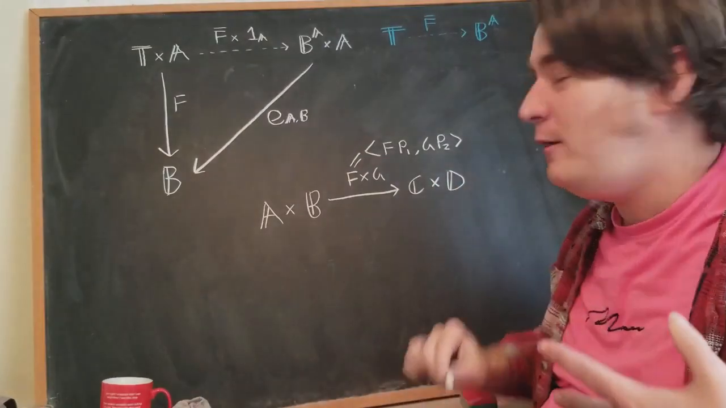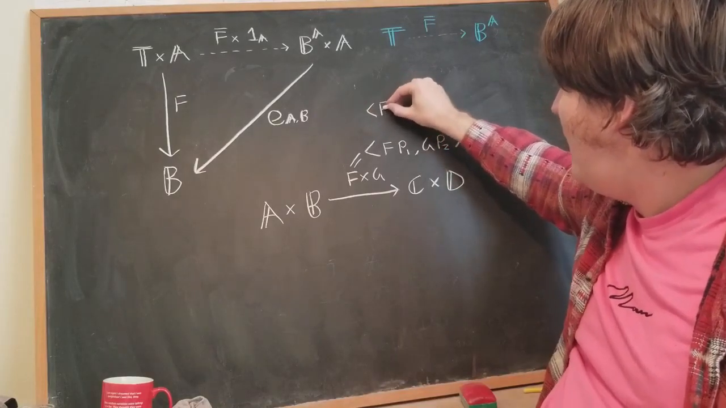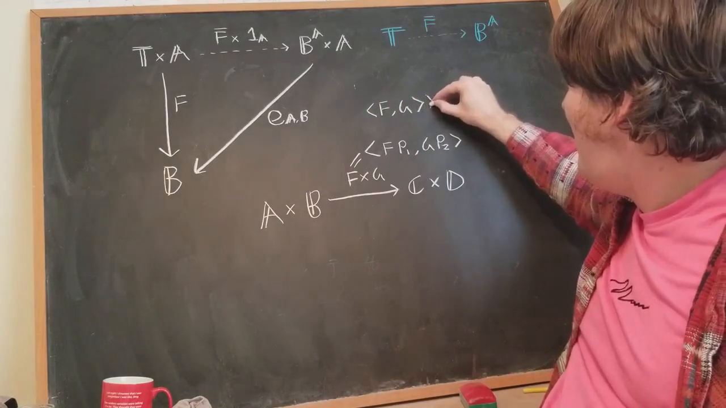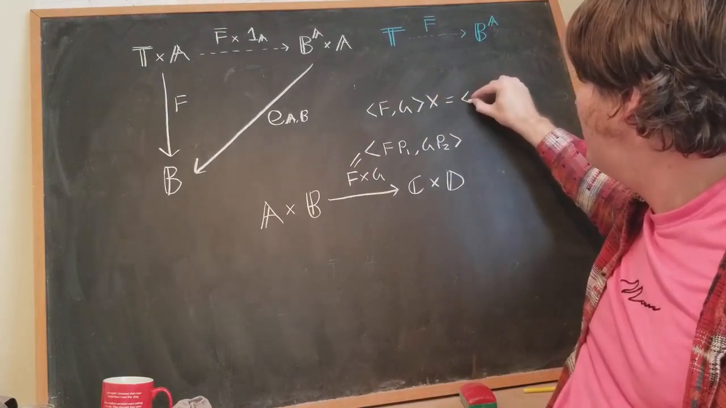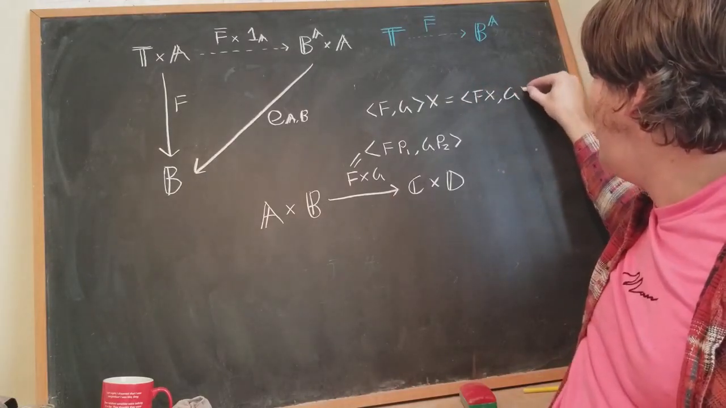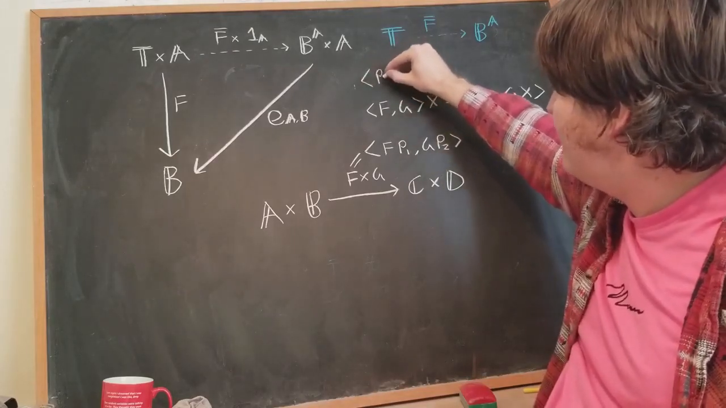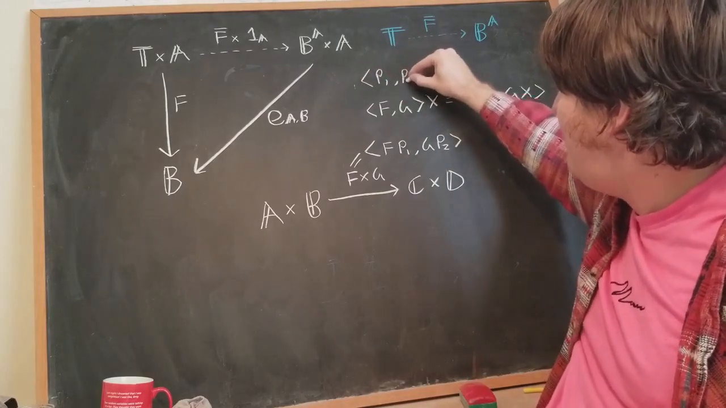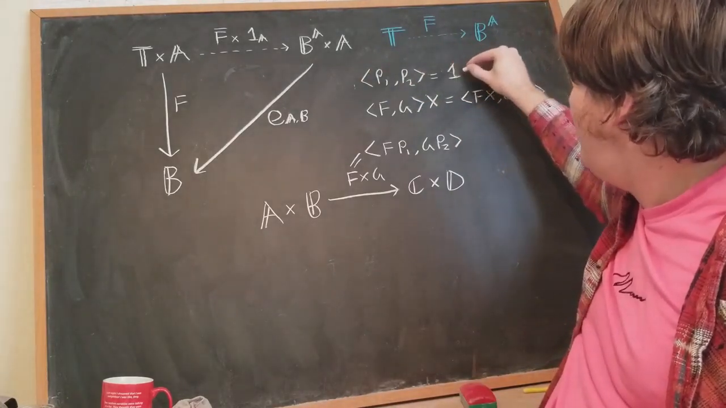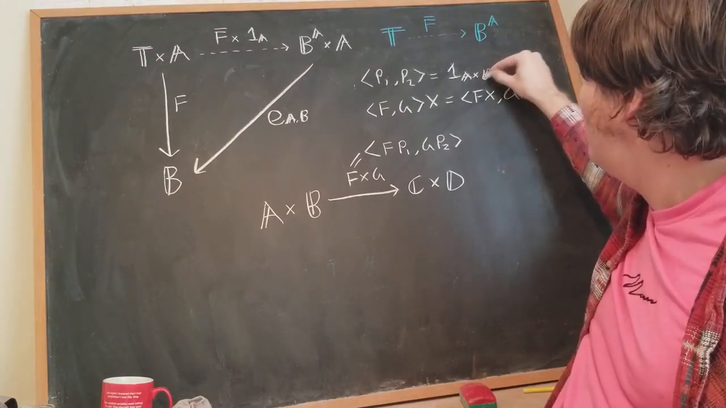To be honest, using this and also this important rule that ⟨F, G⟩ after X is ⟨FX, GX⟩, and also this rule that ⟨P1, P2⟩ is the identity arrow, or identity functor in this case, but this is all in general.